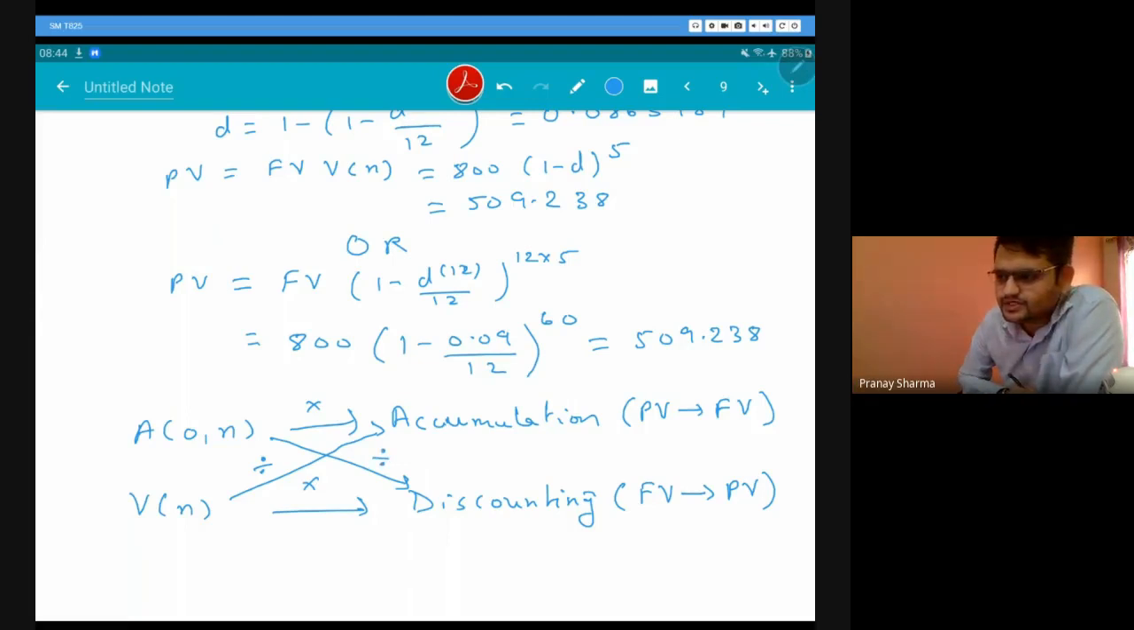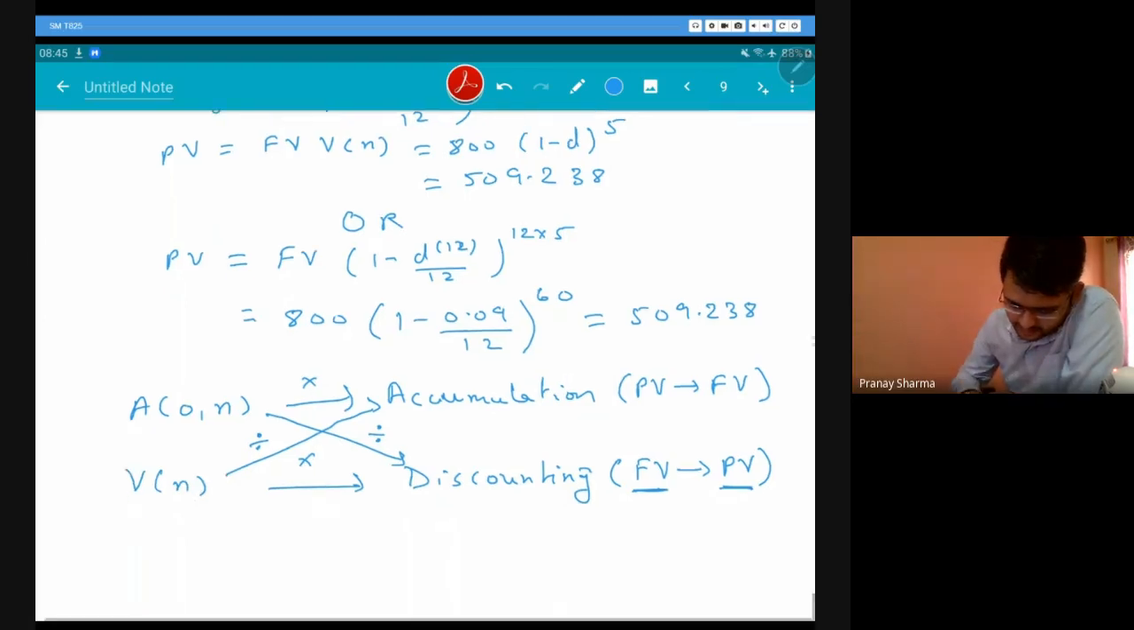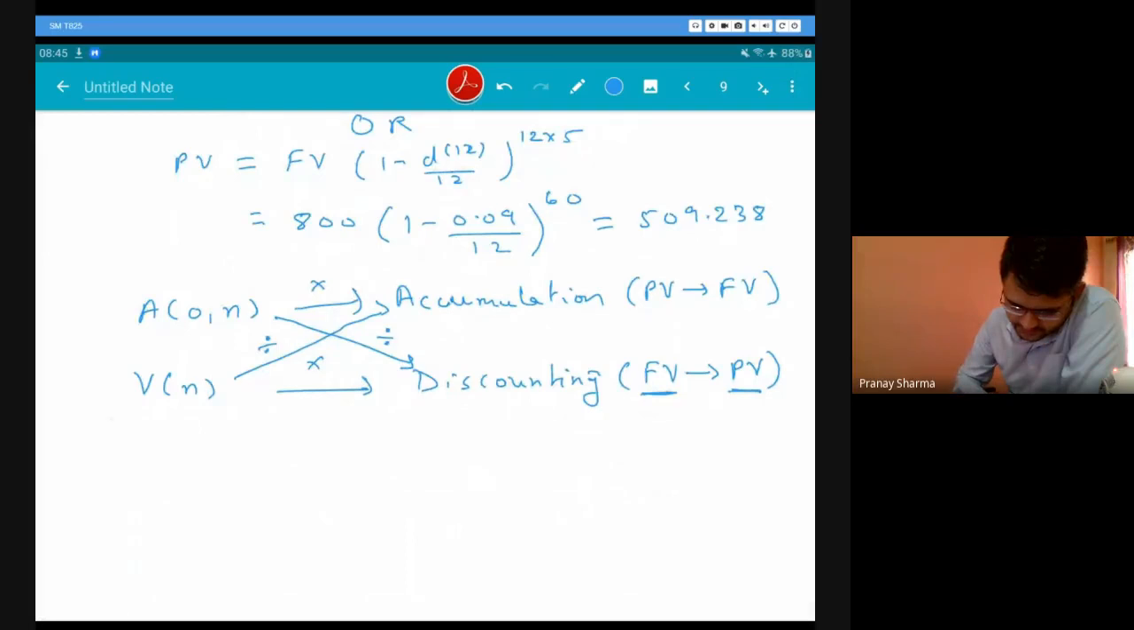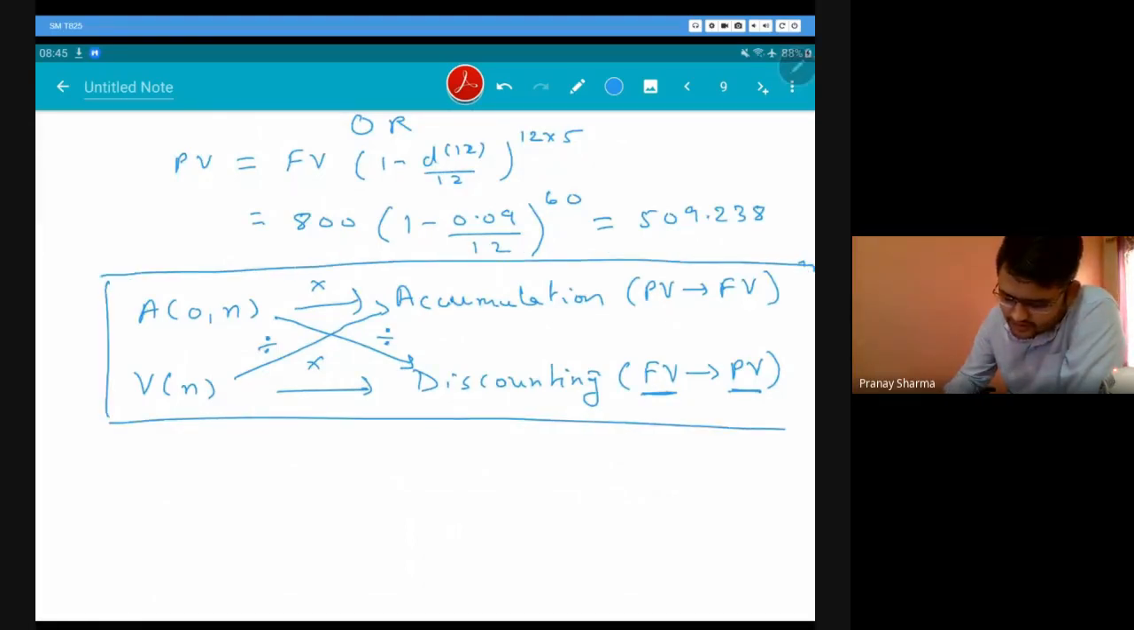So just remember this. Whenever we are going from future value to present value, we are discounting because we are reducing the value. If we have discounting factor, we should directly multiply. But if we have accumulation factor, we should divide. So whatever is given, future value is given, and we will be multiplying discounting factor to it or dividing accumulation factor to it. This is a small concept you should always remember.